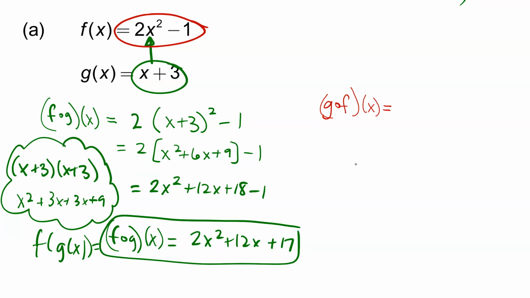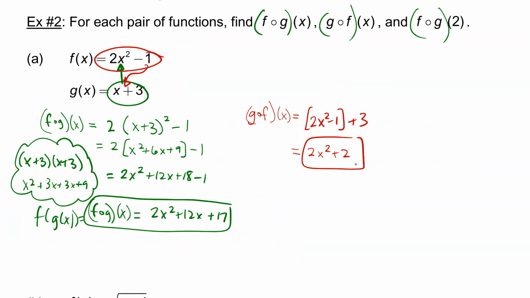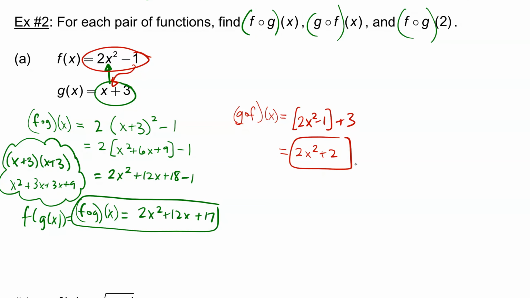So this time you're plugging this whole thing in for x. No, this is fine. Because we're not trying to factor and solve. We're just trying to simplify by combining like terms. And then lastly, if I'm wanting the f of g of 2, f of g of 2.